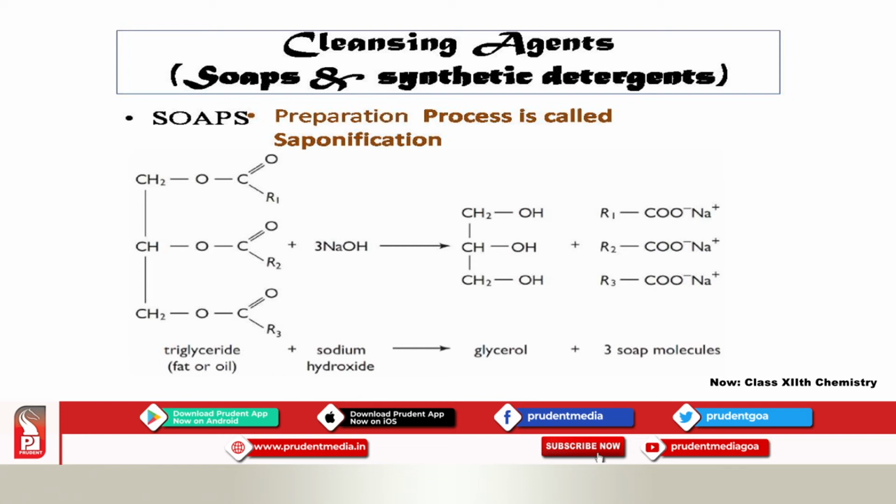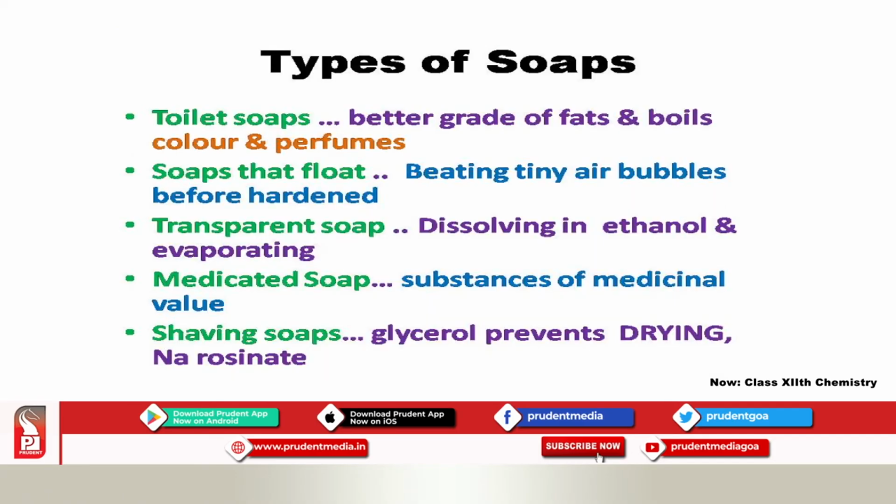If R is C17H35COOH, this one will be called sodium stearate. So we can use stearic acid, palmitic acid, oleic acid. These fatty acids can be used to prepare soap. By adding sodium chloride, you can precipitate the soap and glycerol will be left behind. The types of soaps are toilet soaps, which have a better grade of fats and oils.